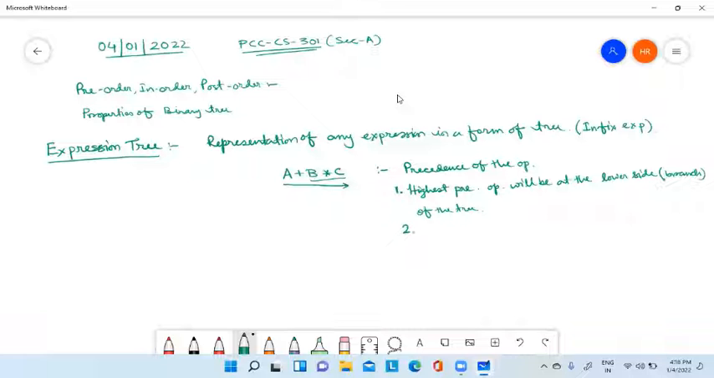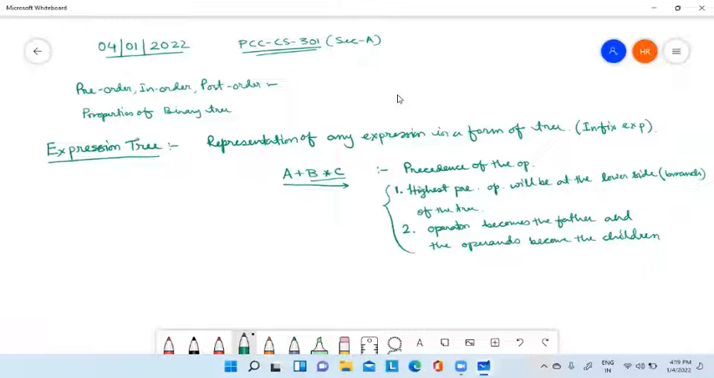Okay, this is one thing that you have to remember, and according to that, step by step you have to create the tree. And another thing, for any expression, the operator becomes the father and the operands become the children. Remember this thing. So you have to remember these two things. These two things are very important.